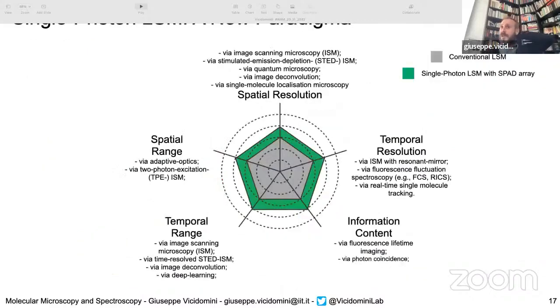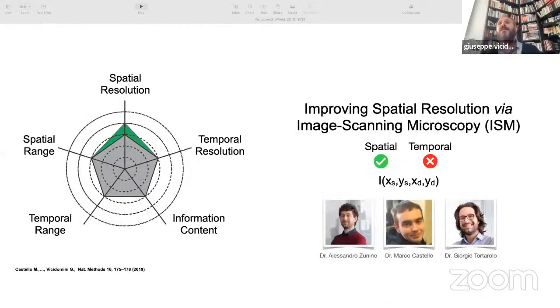Thanks to this technology, we immediately introduced it into our custom laser scanning microscope, and we saw that we can, in principle, increase most of the performance of the laser scanning microscope. For question of time, I will present only a few of them. I will start with one example in which we use only the spatial information provided by the detector array to improve the resolution of your laser scanning microscope.